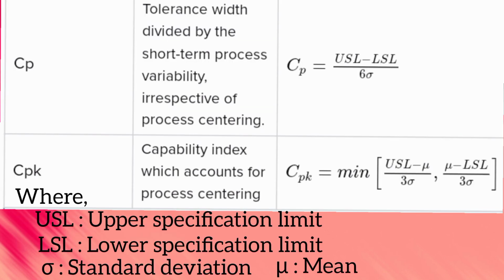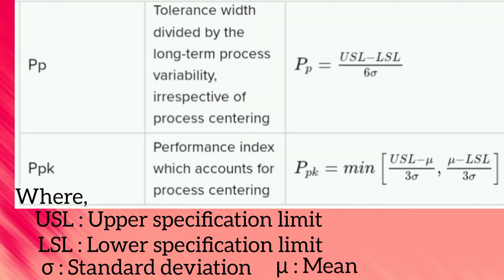CP is the tolerance width divided by short-term process variability, irrespective of process centering. CP is equal to upper specification limit minus lower specification limit divided by 6 times standard deviation. CPK is the capability index which accounts for process centering. CPK is equal to the min of (upper specification limit minus mean) divided by 3 times standard deviation, and (mean minus lower specification limit) divided by 3 times standard deviation.